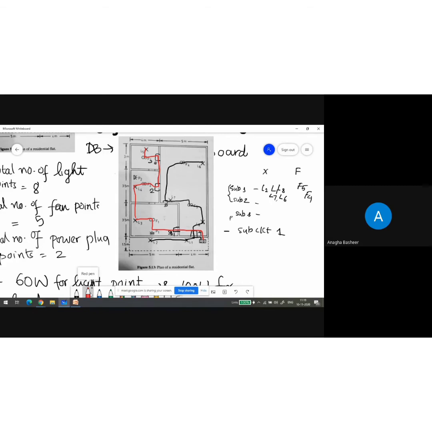Subcircuit 2. From the DB it starts like this, moving to fan, this lamp, this switchboard, till this lamp. This is subcircuit 2. So can I mark these parts? Subcircuit 2 has F1, L3, then L4, F2, then this switchboard, then this switchboard, F3, then L5.